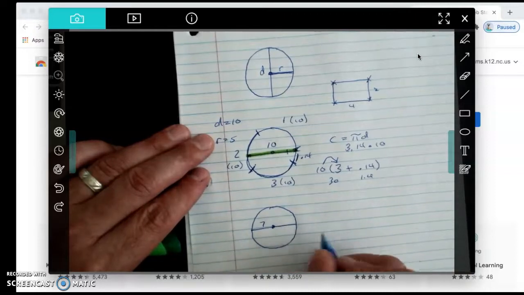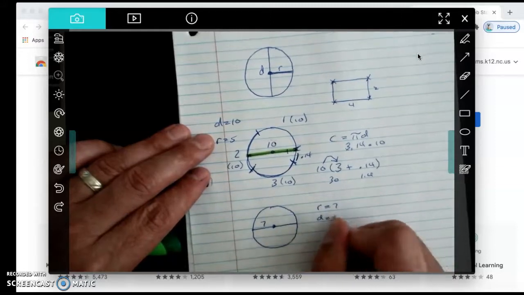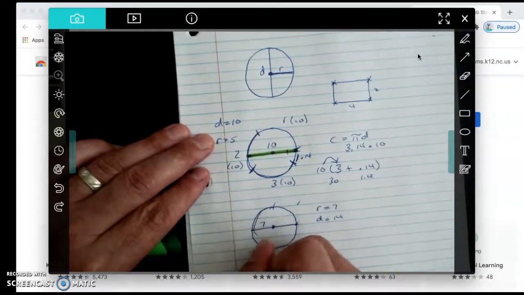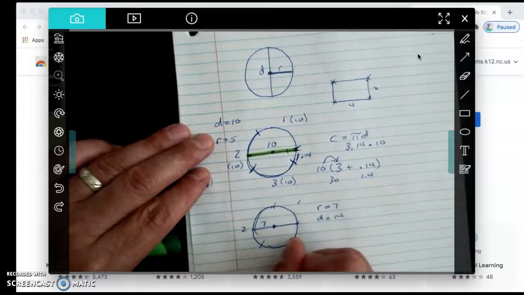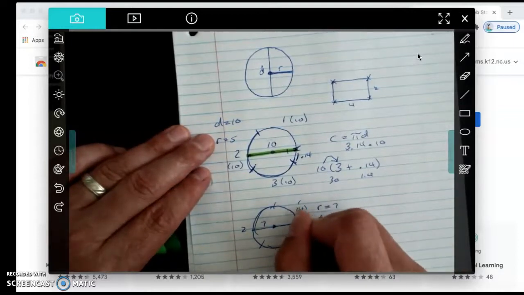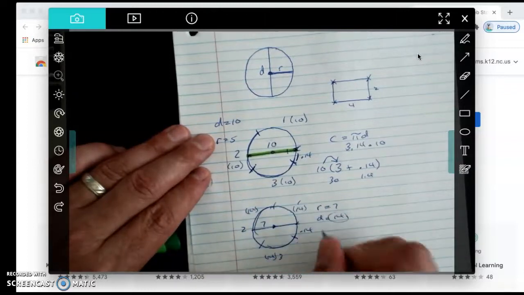Okay, so if my radius is 7, I know my diameter is 14. It's the same process. I start from here. There's 1 diameter. There's 2 diameters. There's 3 diameters. And then I have another 0.14 of the diameter. So 1, 2, 3. Well, in this case, the diameter changed to 14. So this is 14. This is 14. This is 14. And then I have to take 0.14 times that.